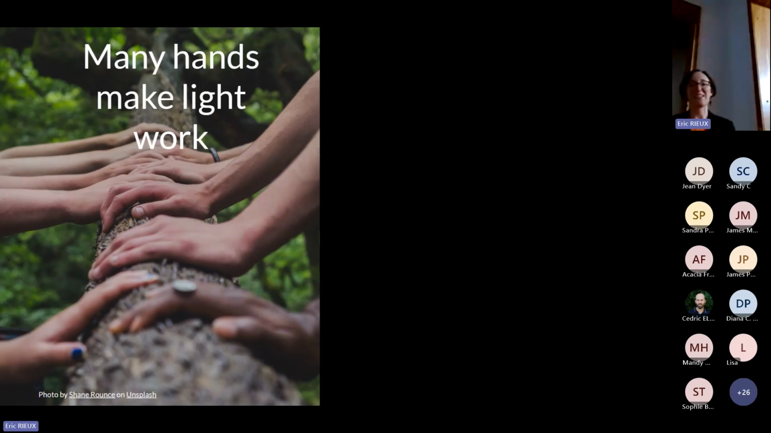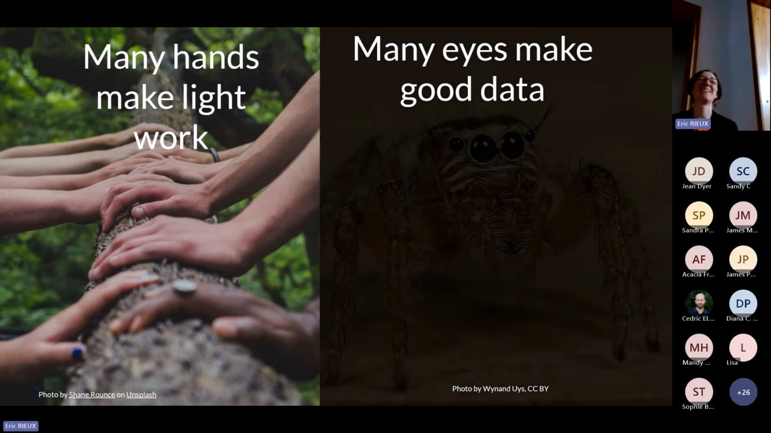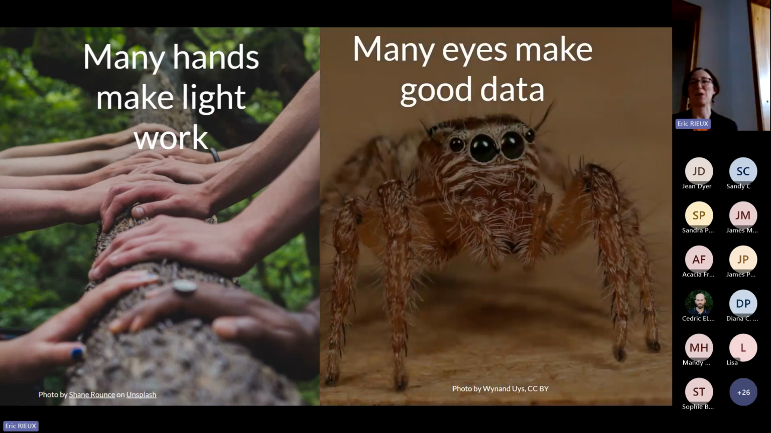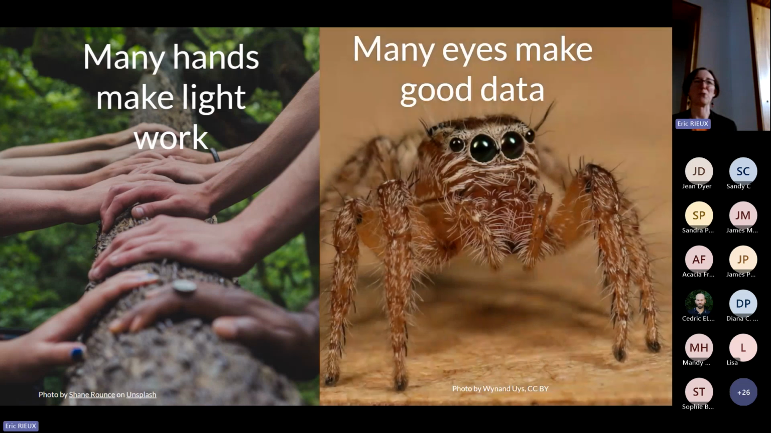So if it wasn't clear already, I just want to emphasize that just like many hands make light work, we think that many eyes make for good data. I know our model is to be very open and inclusive, and not only, we hope, attract experts, but hopefully cultivate new ones through involvement in the identification and observation process on iNaturalist.